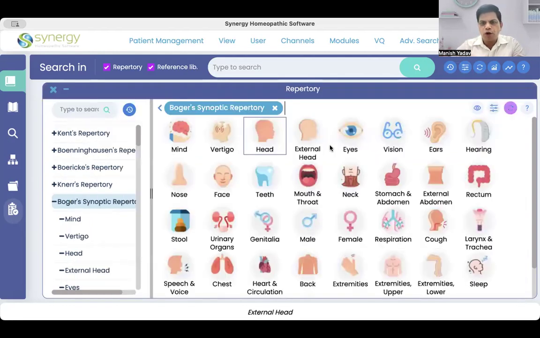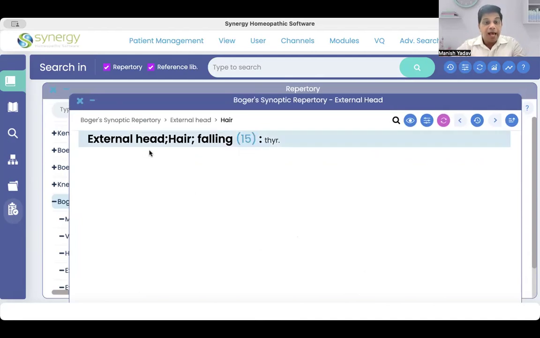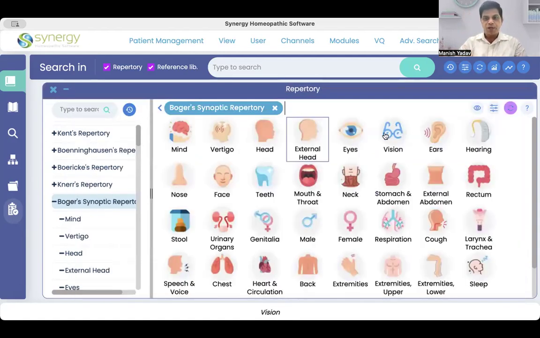So I'll show you only the important ones. Hair falling, external head. Now, falling of hair is a very important component of thyroidinum. A lot of patients with hair fall, you can control it with thyroidinum. And whenever a thyroid problem is there, you know that hair fall is one of the symptoms, right?